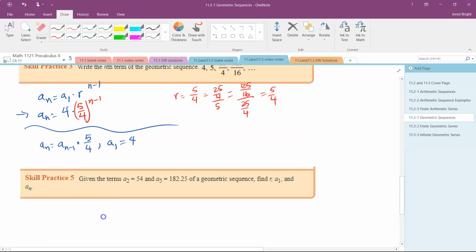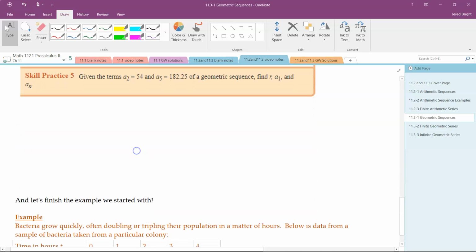Second, third example. We're given a 2 and a 5.